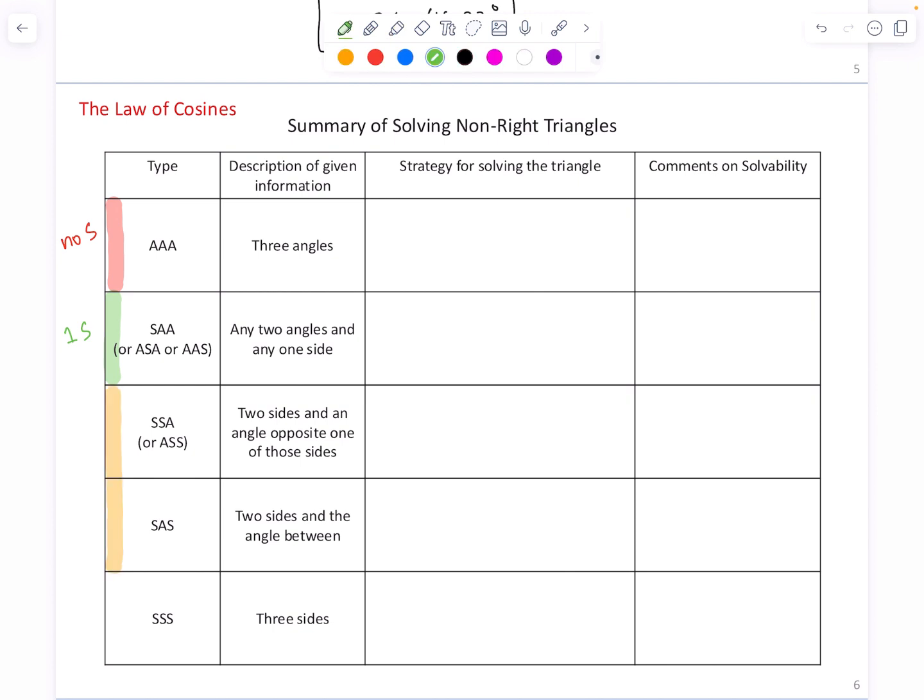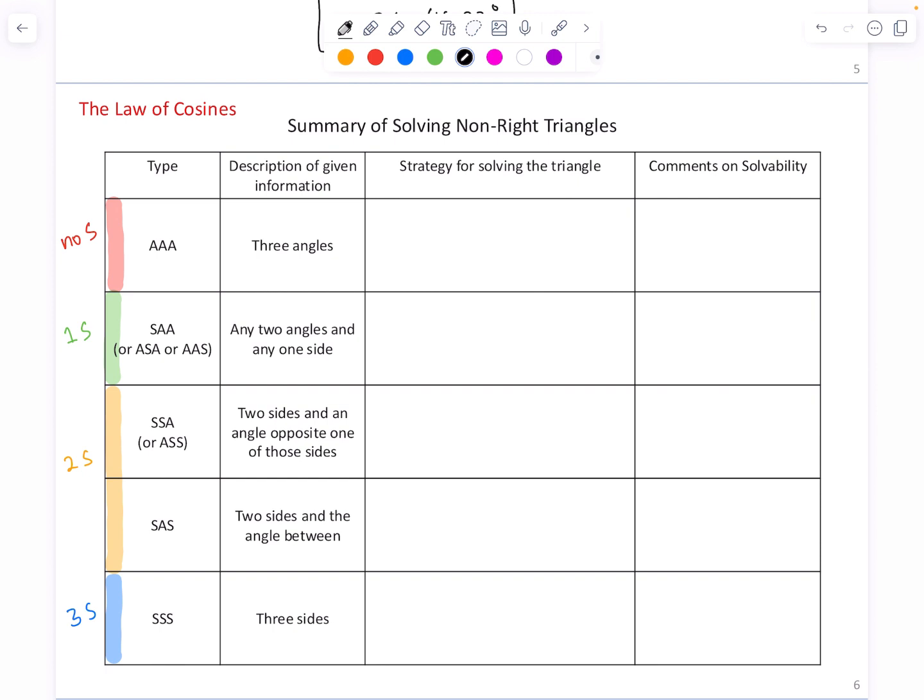Then we had 2 distinct cases where 2 sides were known and then 1 angle. And this we did have to break up into 2 subcases. This first subcase is where you know 2 sides and an angle opposite one of those sides. In other words, not the angle that's between the 2 sides. And then this second subcase is where you know 2 sides and the angle between. We're calling that the SAS. And then finally we have a case where 3 sides are known. Let's go to the first case here.